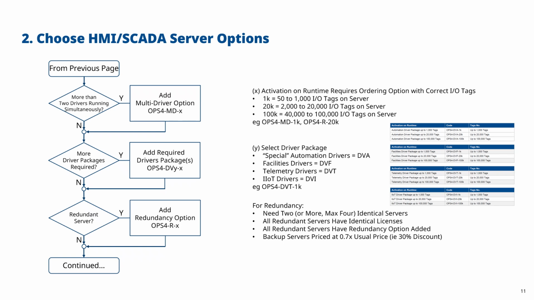If you need redundancy, then you can add the redundancy option. So this is OPS4-R, and again the X refers to the tag count of your base server. So for redundancy, you do need 2 or more up to a maximum of 4 identical servers. All those redundant servers would have identical licenses. All would have the redundancy option required. But as a price concession for each backup server, we give an additional 0.7 multiplier or 30% discount, so the backup servers have a reduced price compared to the main server.